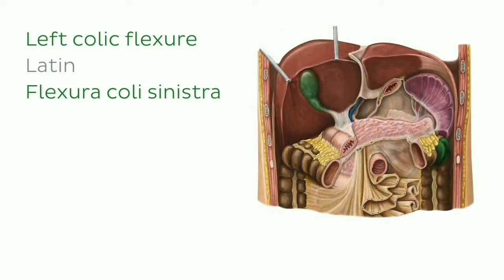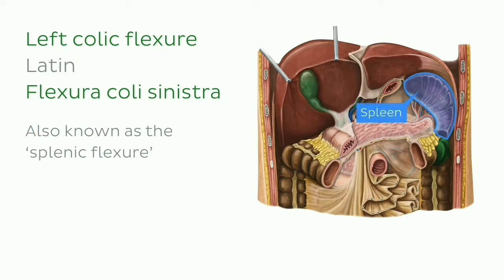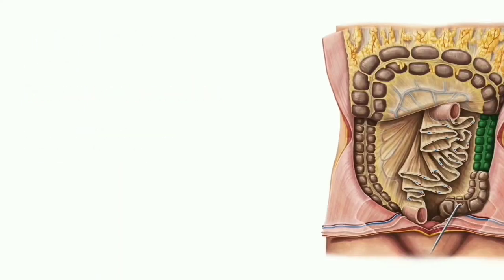So in the following illustration, the greater omentum and several organs have been dissected away to give us a better view of the left colic flexure. And this is also known as the splenic flexure because, as you can see, this flexure is in close proximity to the spleen. The left colic flexure is the point at which the transverse colon turns downwards to become the descending colon. So let's have a look at the descending colon.